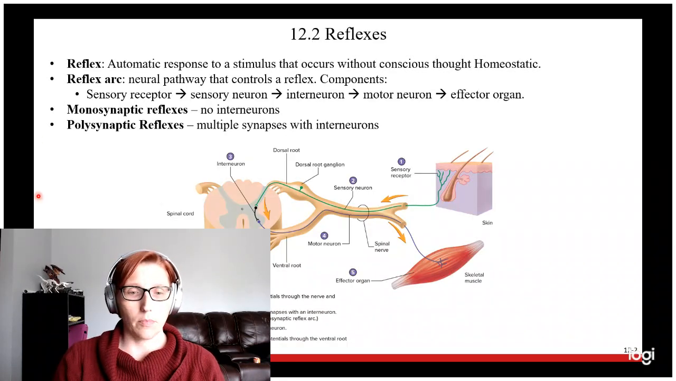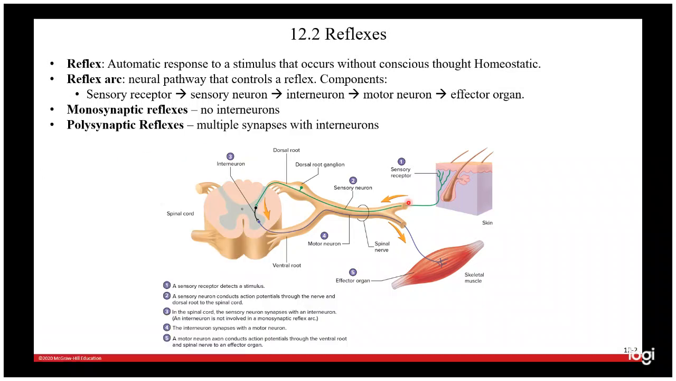Okay, first of all, here we go. All right. So what exactly is a reflex? It is an automatic response to a stimulus that occurs without conscious thought. So it kind of fits into that homeostasis that we talked about. Clearly, if you step on a thumbtack, you are not in a state of homeostasis. So your body has a reflex to make you recoil your foot to remove the thumbtack from it and hopefully fix that problem. That's why it's considered homeostatic. But it's also something that you don't think about.